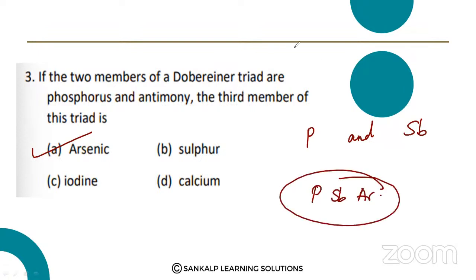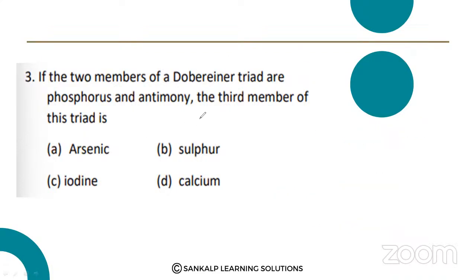For this, you need to know the atomic mass. What you can do is add up the atomic masses of phosphorus and antimony, take the average, and you will get the third member, that is arsenic. So you have to see which one it resembles. It will be for arsenic, so it is option number A. So we'll go for the next one.